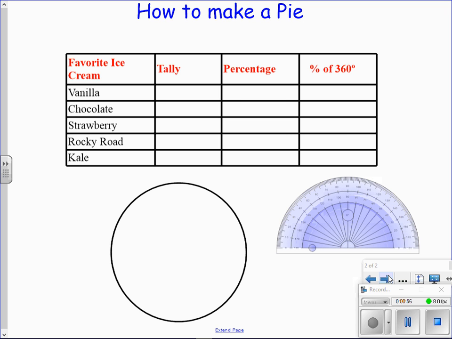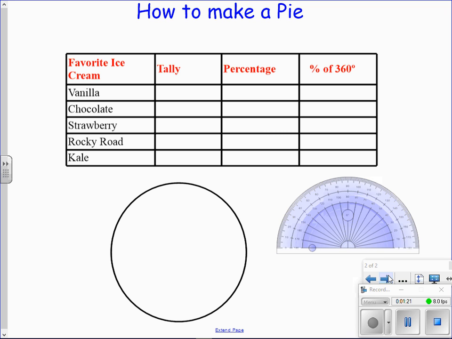So let's start out by doing a quick survey of the people in this class right now on your favorite flavor of ice cream. And your choices are vanilla, chocolate, strawberry, Rocky Road, which is a mixture of marshmallows, chocolate, and vanilla, and kale flavored ice cream, for those of you who are looking for the healthy choice. All right, so let's tally up how many people.